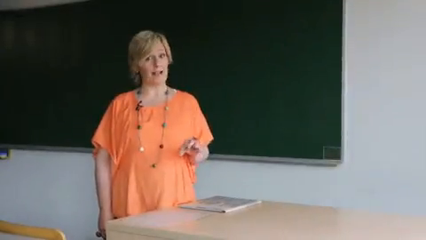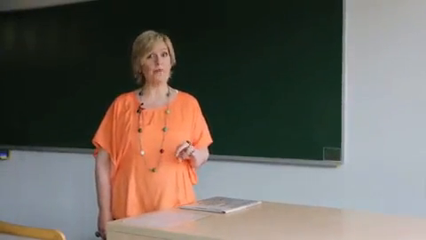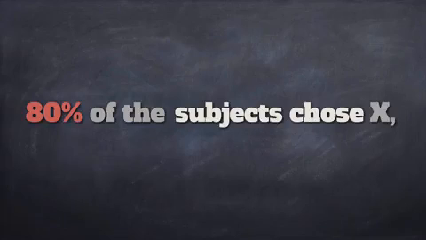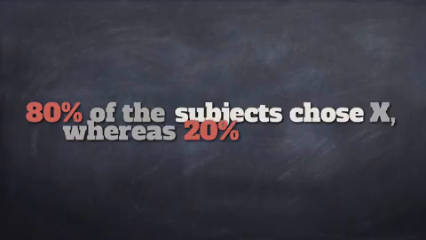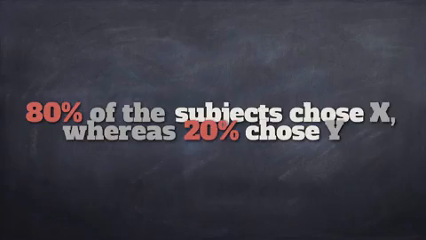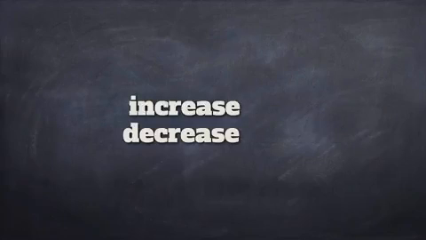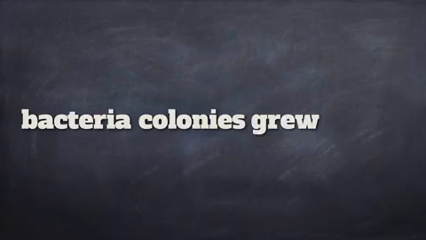There are a few other language details that you should remember when describing graphs. One of them is that when dealing with percentages, you don't add articles before the numbers, so you should say 80% of the subjects chose X, whereas 20% chose Y. Also, the preposition that accompanies increases and decreases is by. Bacteria colonies grew by 3%.